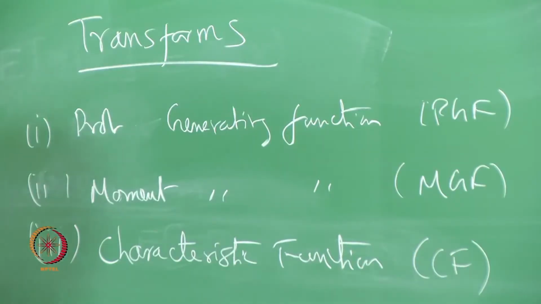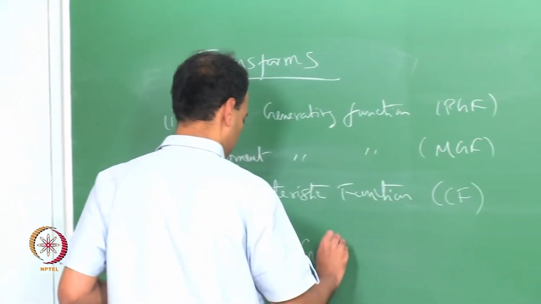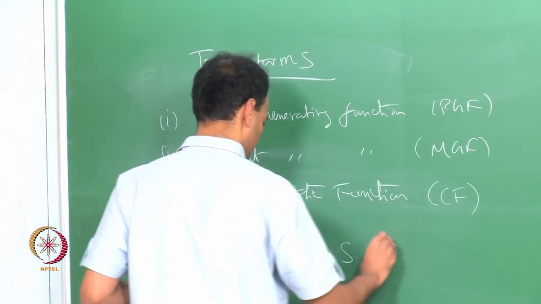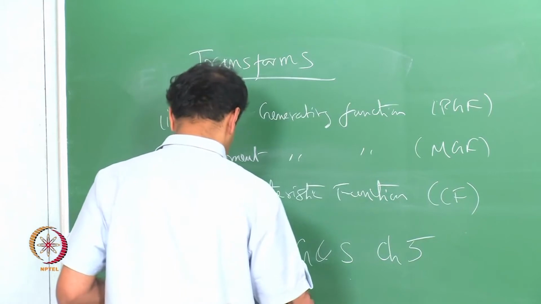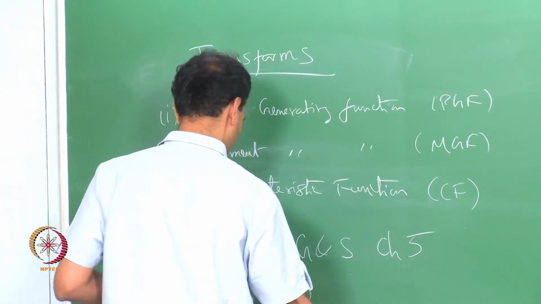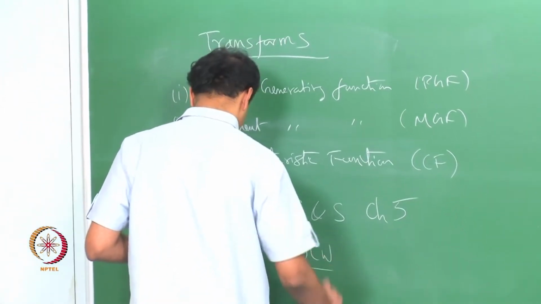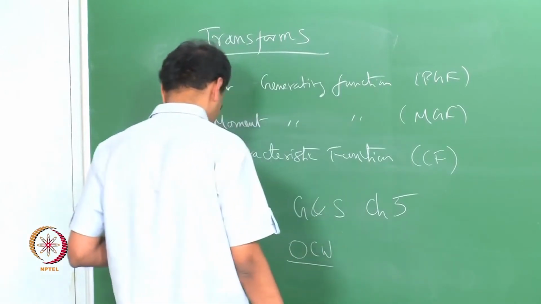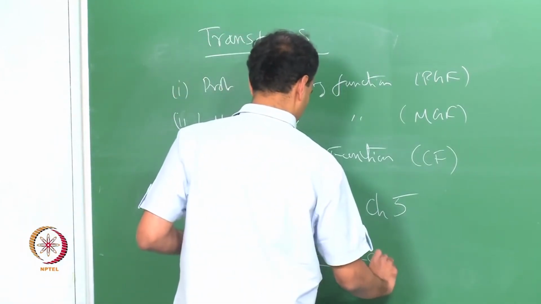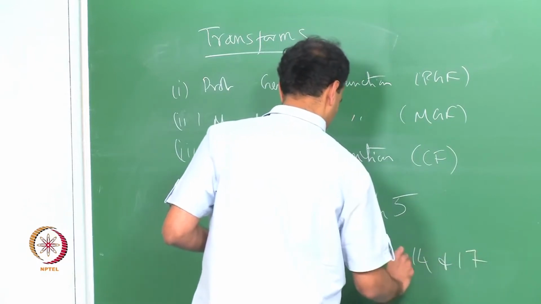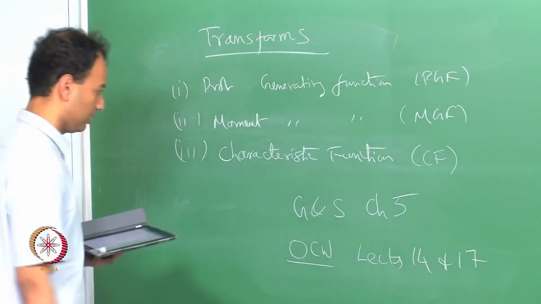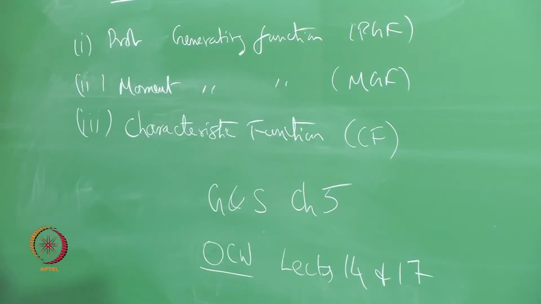So, good references for this will be Grimmett and Stirzaker chapter 5 and OpenCourseWare lectures 14 and 17, okay. And of course, I will upload notes, okay.